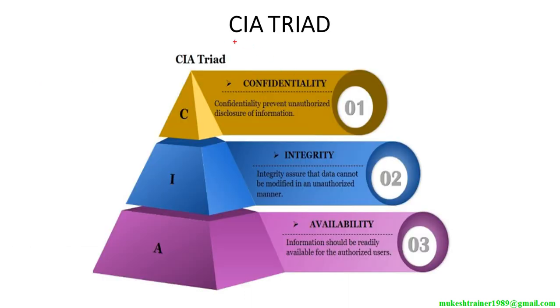This is the CIA triad. CIA stands for confidentiality, integrity, and availability. Triad means those who work in a group. So what is actually confidentiality here? Let's understand the first thing in the CIA triad. The first is how confidential your data is, and what is the integrity of your data. Integrity assures that data cannot be modified in an unauthorized manner. Availability is that information should be readily available for the authorized user. So let's talk about these three.